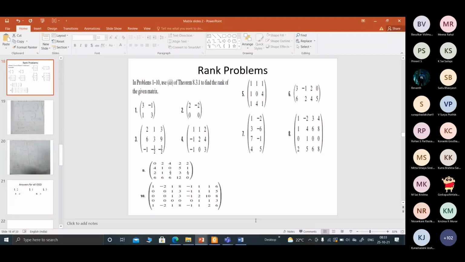Yeah. So the last class we were talking about the rank of a matrix. We solved some problems. Here is the problem list. This was the last one, the 10th one we were discussing, and we obtained the rank as 4 because one row gets eliminated. If you look at the definition of the rank, what does it say? It is the number of linearly independent rows in a matrix.